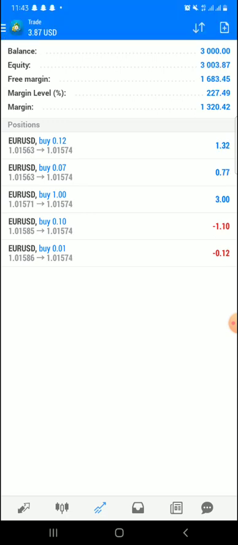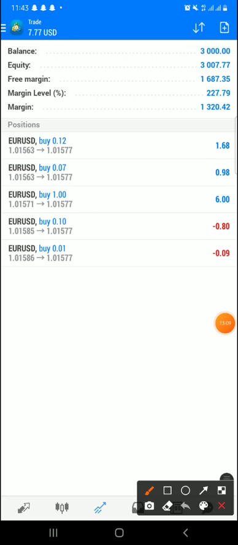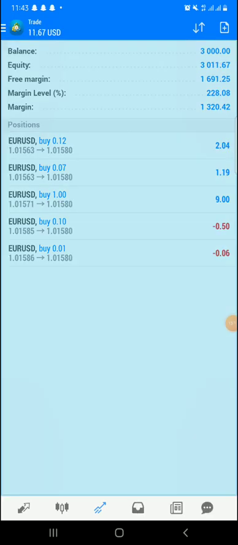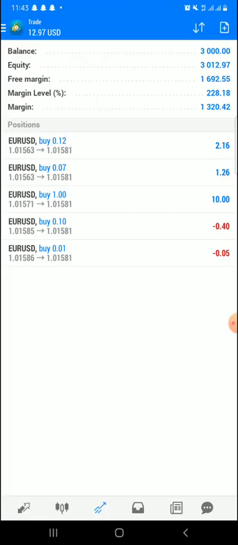Now you can see that the ones I opened with larger lot sizes are making more money or losing more money than the ones with lower lot sizes. Okay, so that's just how these lot sizes work. I'm just using this as an example. It's not good to open so many trades. As you learn your forex, you understand better. And these lot sizes, you can't just open any. It all depends on a certain calculation, which I won't be able to touch for now.